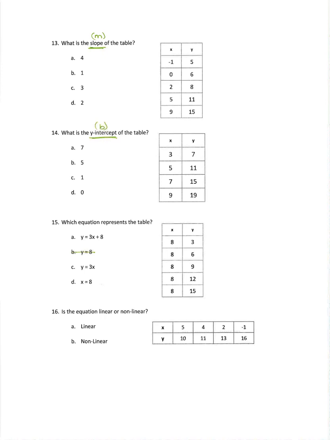Number 13, what is the slope, or m, of the table? A, 4, B, 1, C, 3, D, 2. Number 14, what is the y-intercept of the table? A, 7, B, 5, C, 1, D, 0.